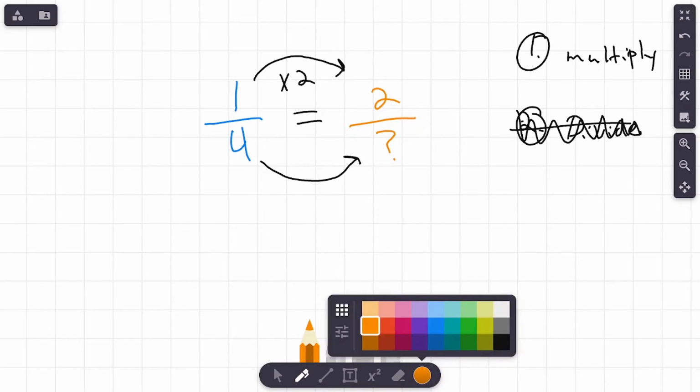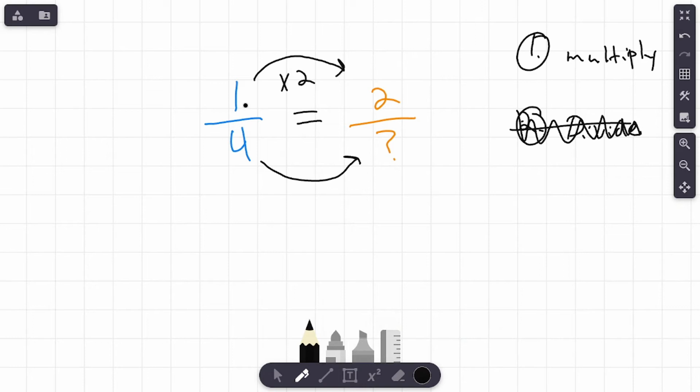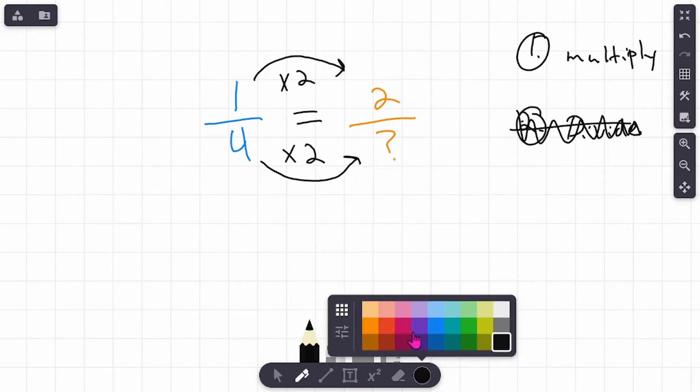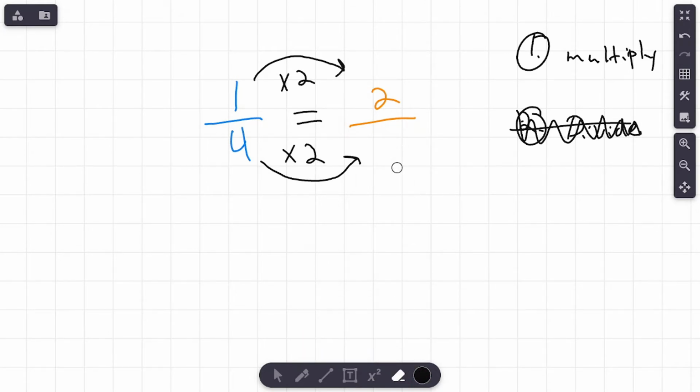Now, if I multiply the numerator by 2, I've got to do the same thing to the denominator. I'm going to multiply the denominator by 2 because whatever you do to the top, do the same thing to the bottom. Whatever you do to the numerator, do the same thing to the denominator. Don't ever forget that. 4 times 2 gives me 8.